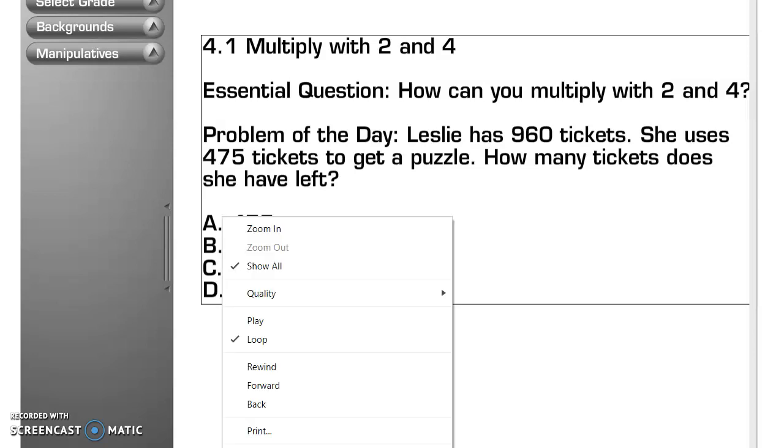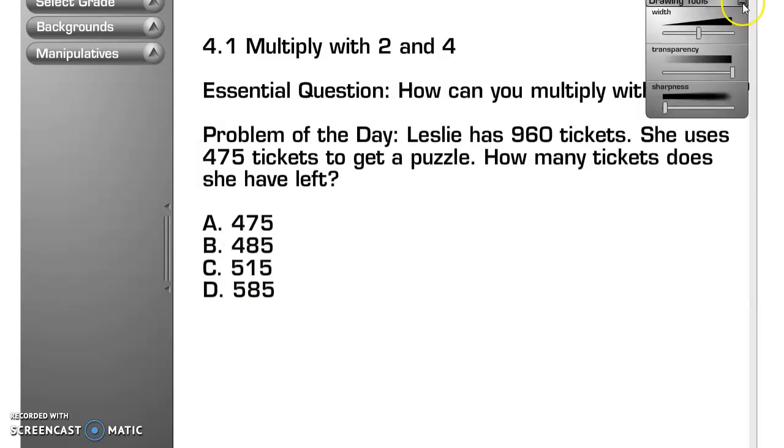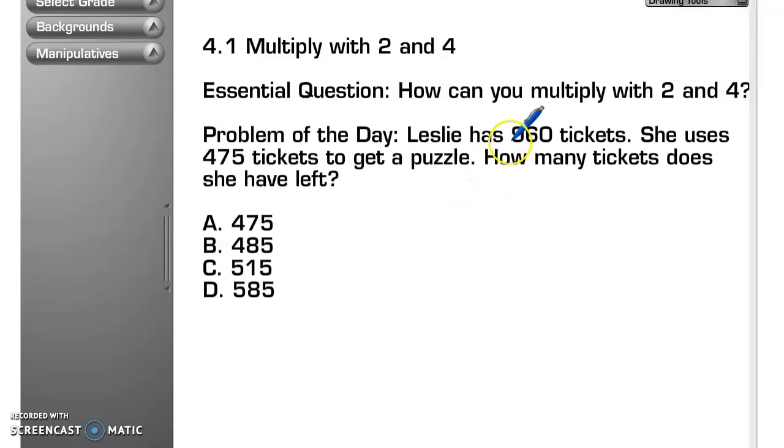Using the cubes method, what I will do is I will circle the numbers, which is 960 and 475. I'll underline the question, how many tickets does she have left? And then I will box the clue word, left. That tells me that it's a subtraction problem. So I will have 960 minus 475.